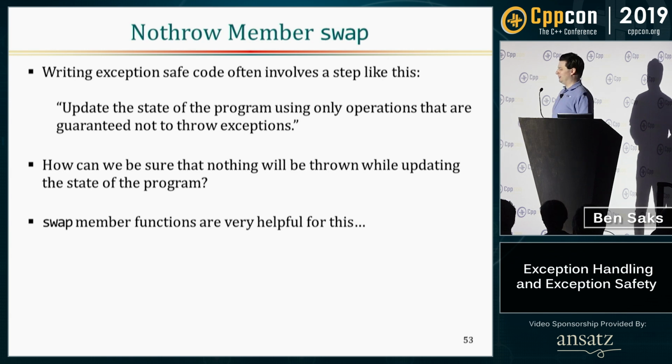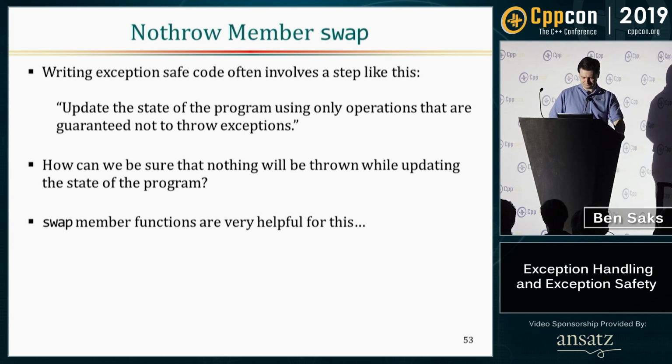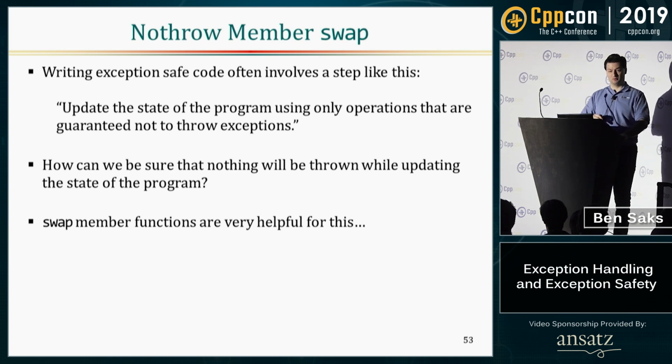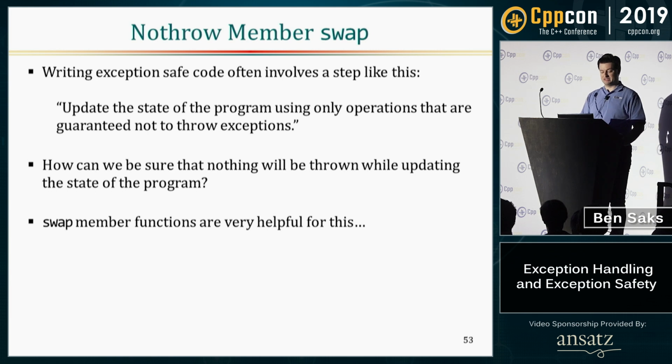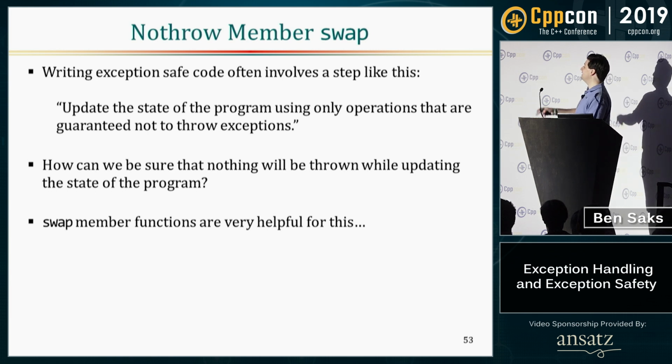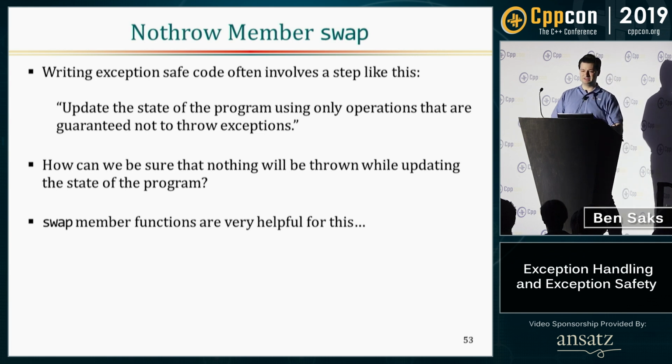What about the swap member function? Why does that one have to be no throw? I mentioned before that the way that we typically implement exception safety, in particular the strong guarantee, is that we need to be able to update the state of the program using operations that are guaranteed not to throw.